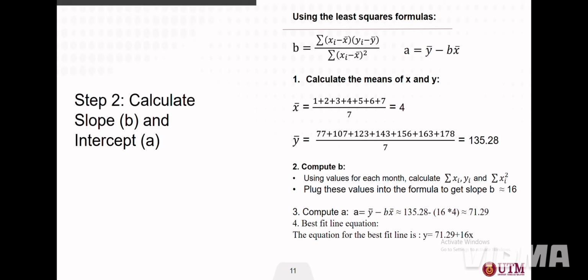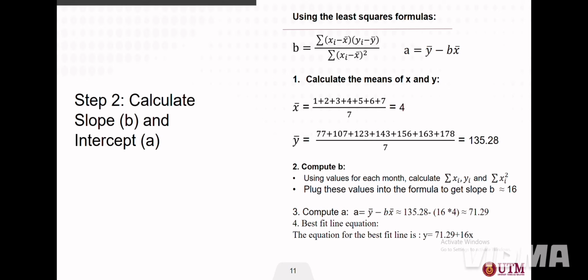So we continue with the second step to calculate and solve our example. On this page, we will explain how to calculate the slope B and intercept A. The first equation is B, and as you see on the page, this is how to solve B. Then we need to solve A, which is Y dash minus B multiplied by X dash.